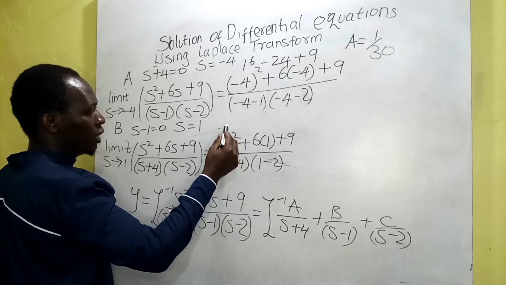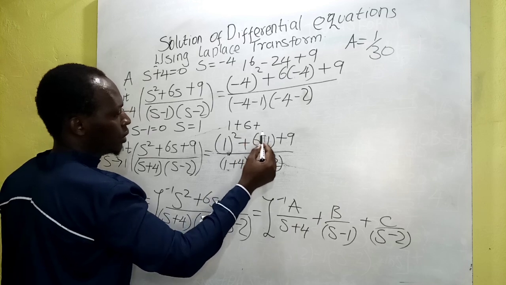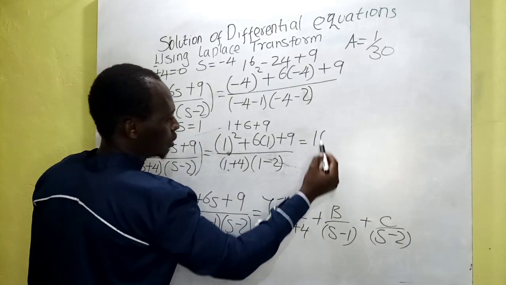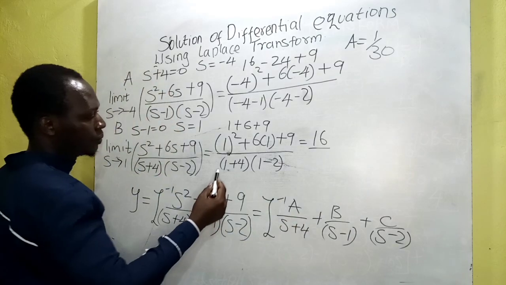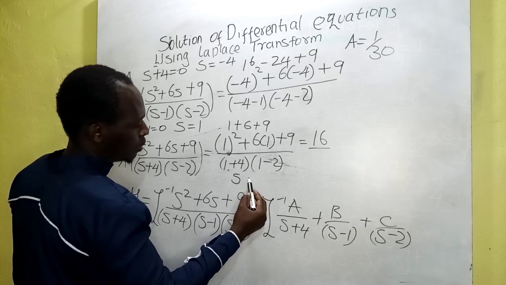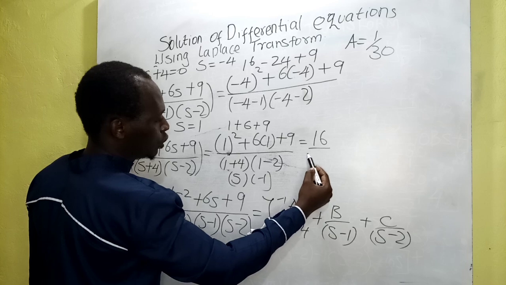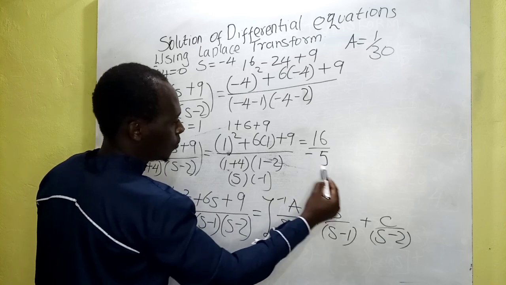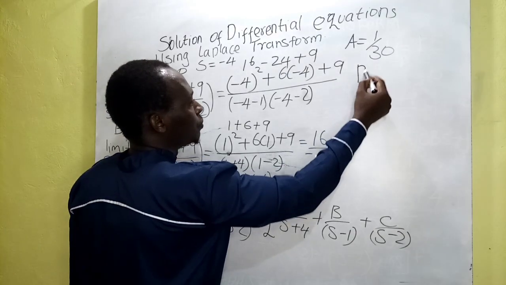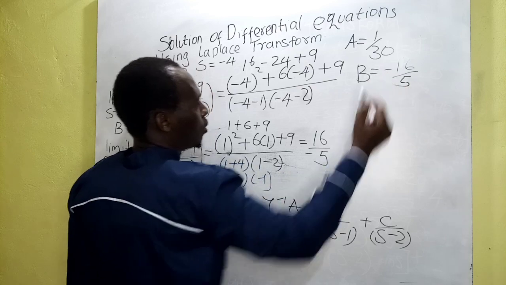Here now we are going to have 1, we add 6, we add 9, to mean that we are going to have 16 all over 5, negative 1. When you multiply the two, you are going to have a negative of 5. And now our term of b is equal to negative 16 all over 5.